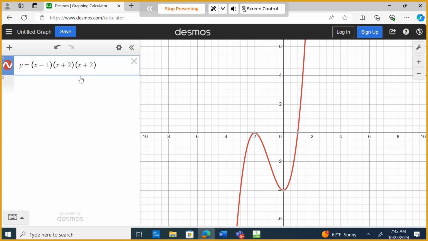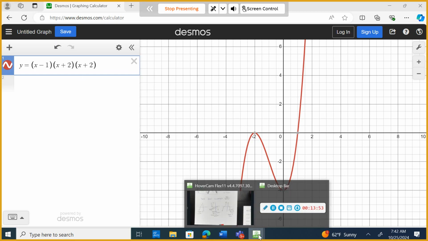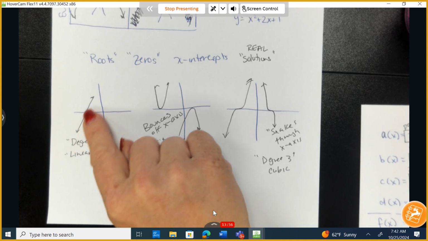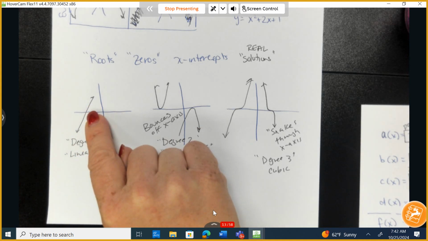So how many times did I give you the solution x equals 1? How many times? 1 time. Thank you. 1 time. So it's degree 1. It's 1 time. So what should happen at 1? It should just slash through.